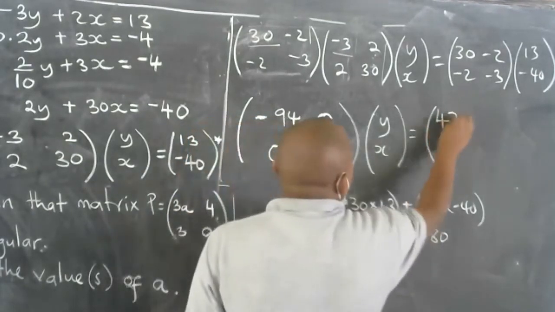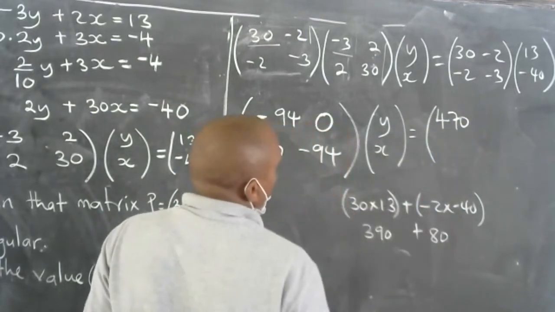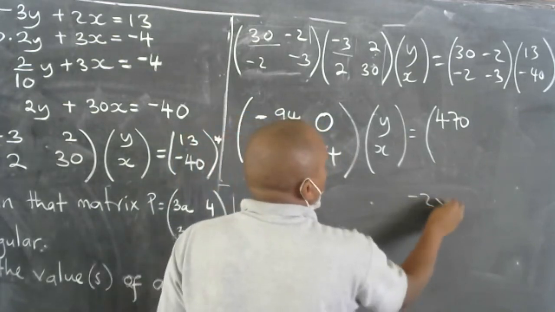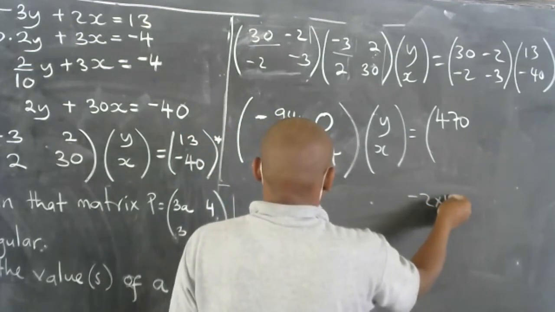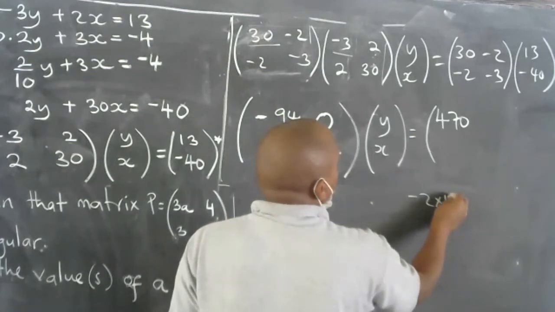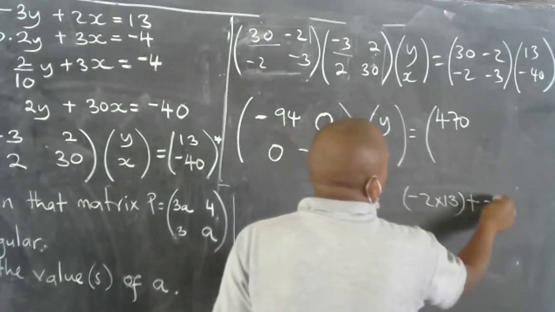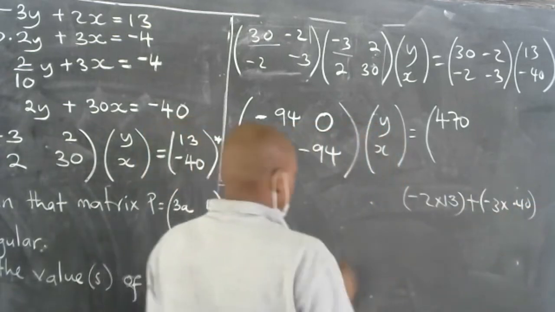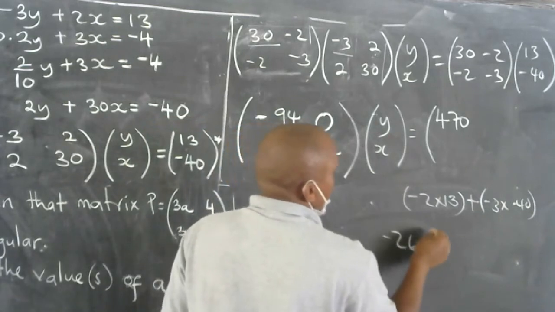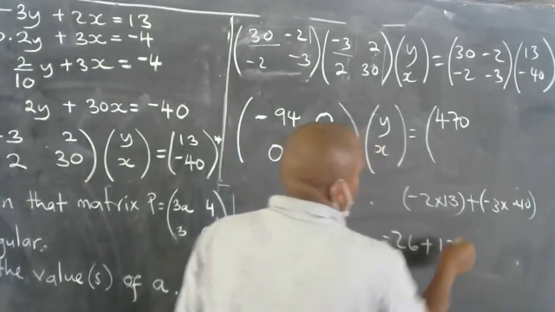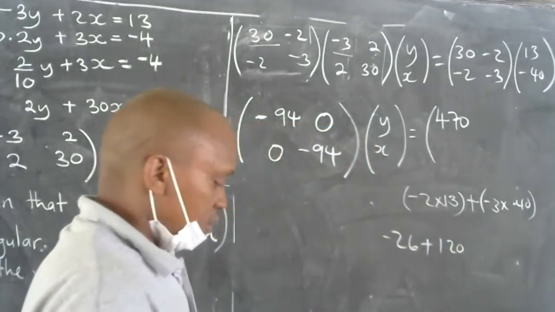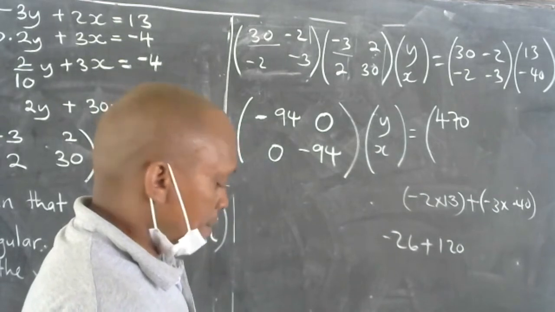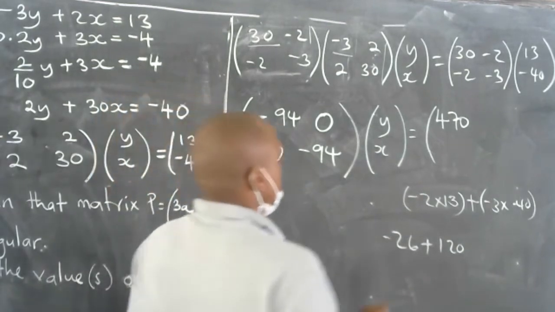So here I get 470. In the lower one, the one down, negative 2 times 13 plus negative 3 times negative 4. The one down, so this is negative 26 plus 120. Get 94.